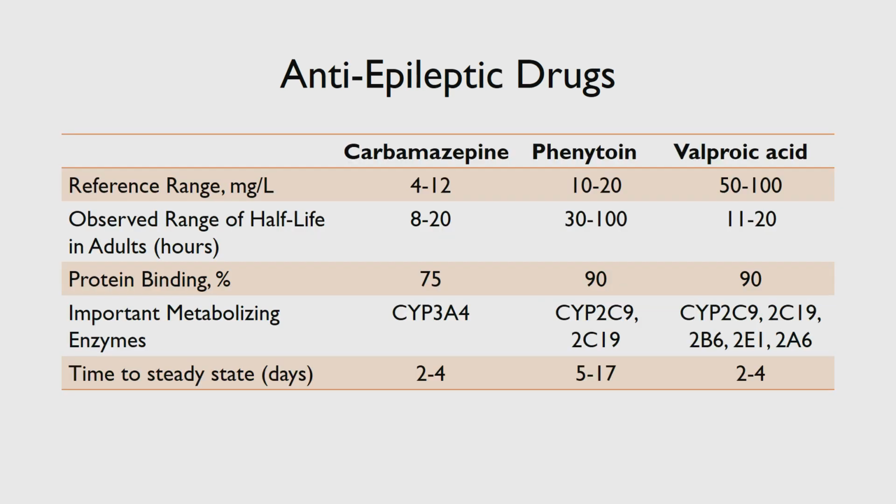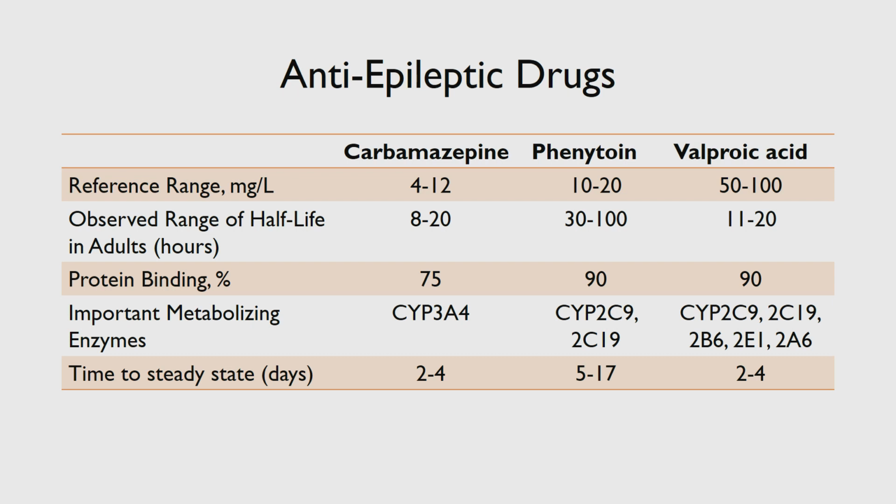Going into the individual drugs, we have 3 anti-epileptics that we are performing in our lab: carbamazepine, phenytoin, and valproic acid. The reference ranges for carbamazepine is between 4 to 12 milligram per liter. For phenytoin, it is between 10 to 20 milligram per liter. And for valproic acid, it is between 50 to 100 milligram per liter. And this is the population reference range.